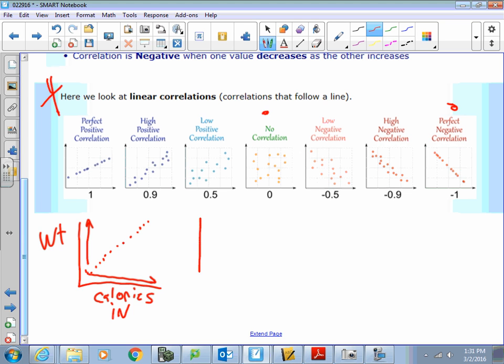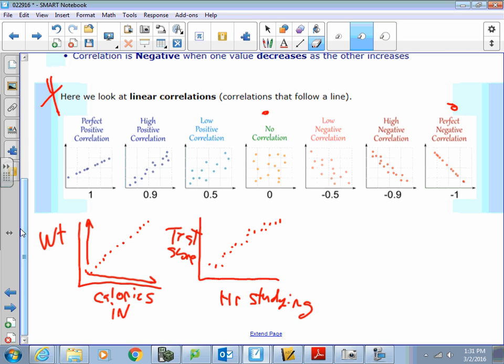Another example could be hours studied, or hours studying, and test score. So if I were to graph a number of students and I asked them, how many hours did you study and what was your test score? In general, you're going to see as the amount of hours goes up, the test score would go up. Now, it wouldn't be the case for everyone, but in general, you'd see most likely a strong positive correlation, right?